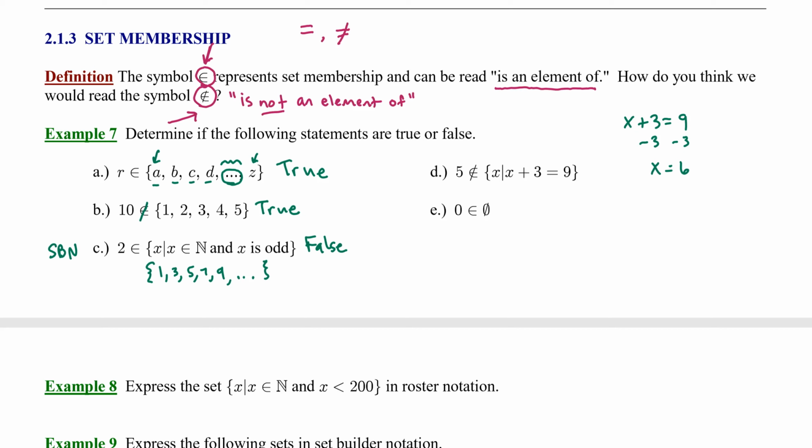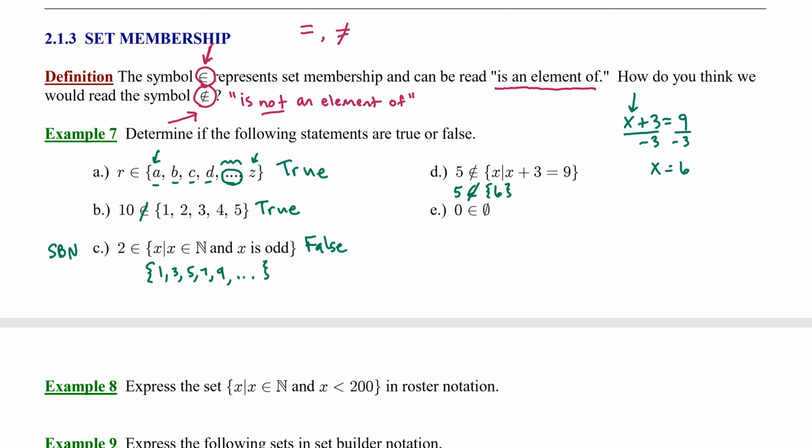If I take 6 and I plug it back in for x, 6 plus 3 on this side is equal to 9. So we have a balanced equation. So another way of writing this set is simply the set containing the single element 6. That's what we call a solution set, the set of solutions to that equation. The statement here says 5 is not an element of the set containing 6.